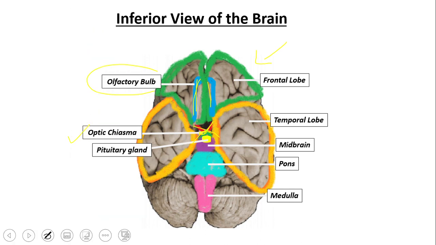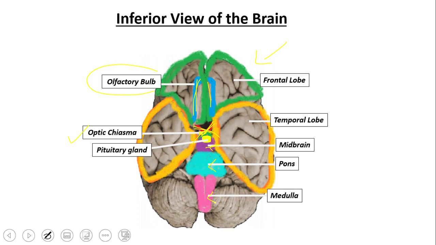And here is the pituitary gland, which is very close to the optic chiasma. That's why in case there is a tumor affecting the pituitary gland, it pressures the optic chiasma, leading to vision problems. Here is the brain stem, and the upper part is the midbrain, then pons, and then the medulla.